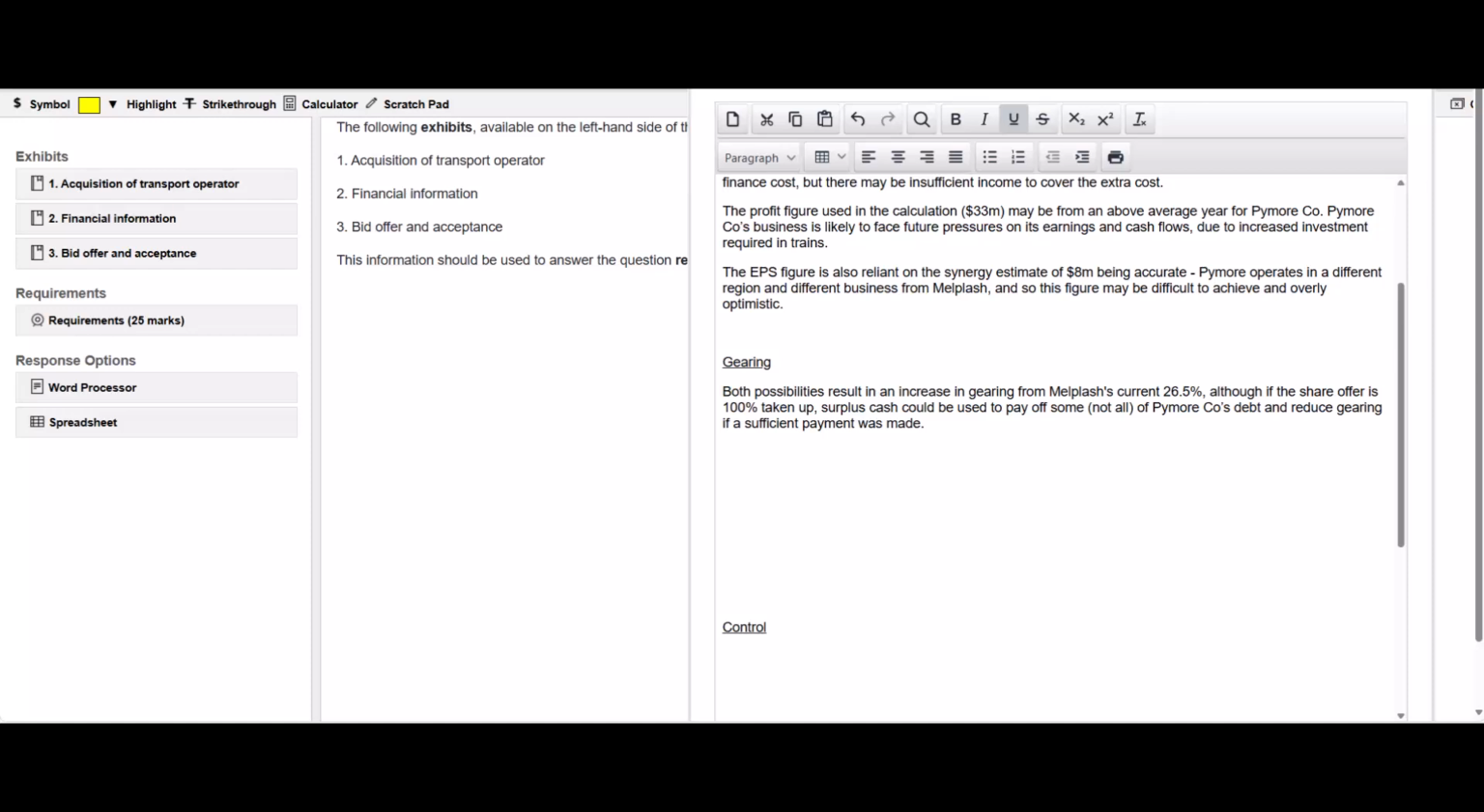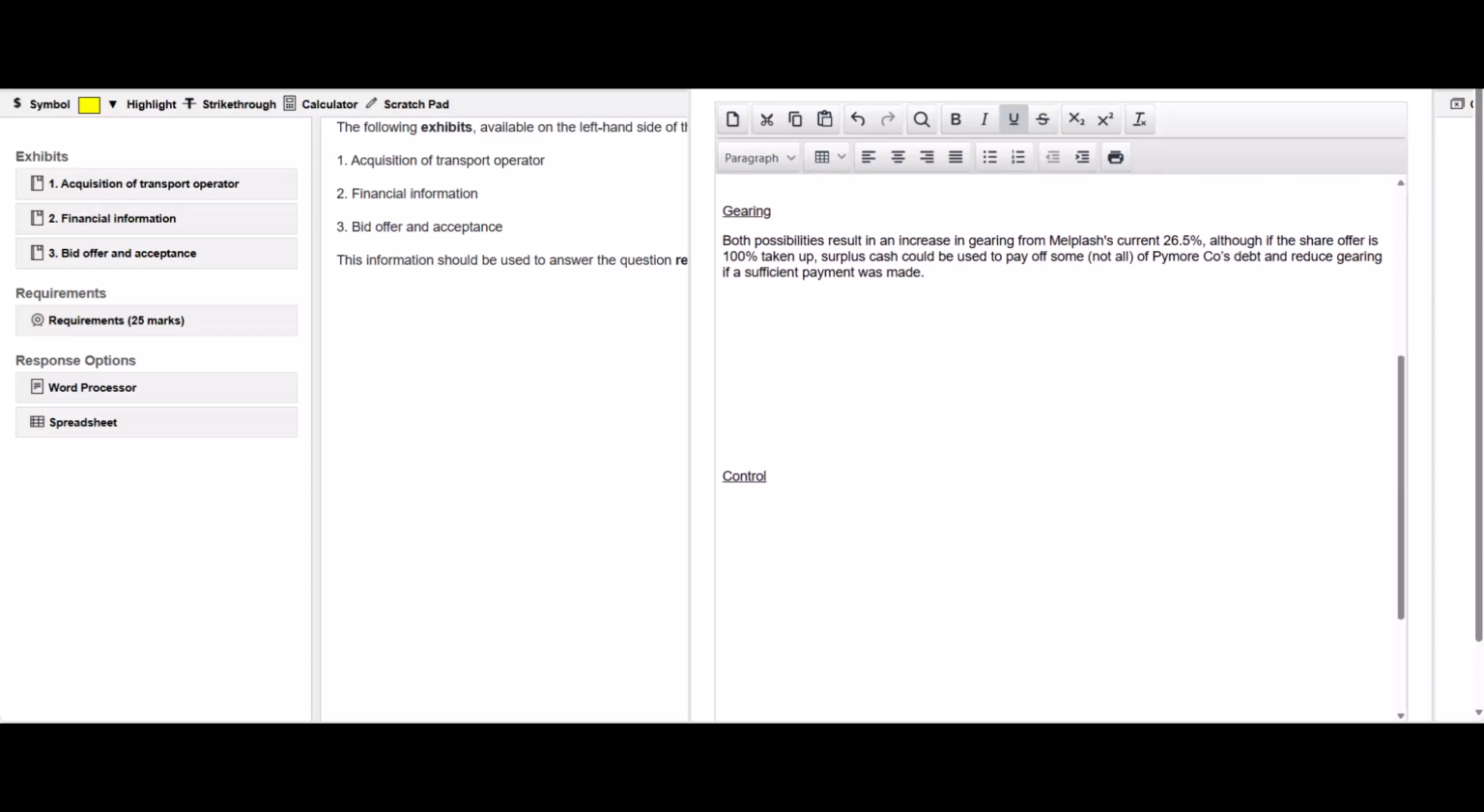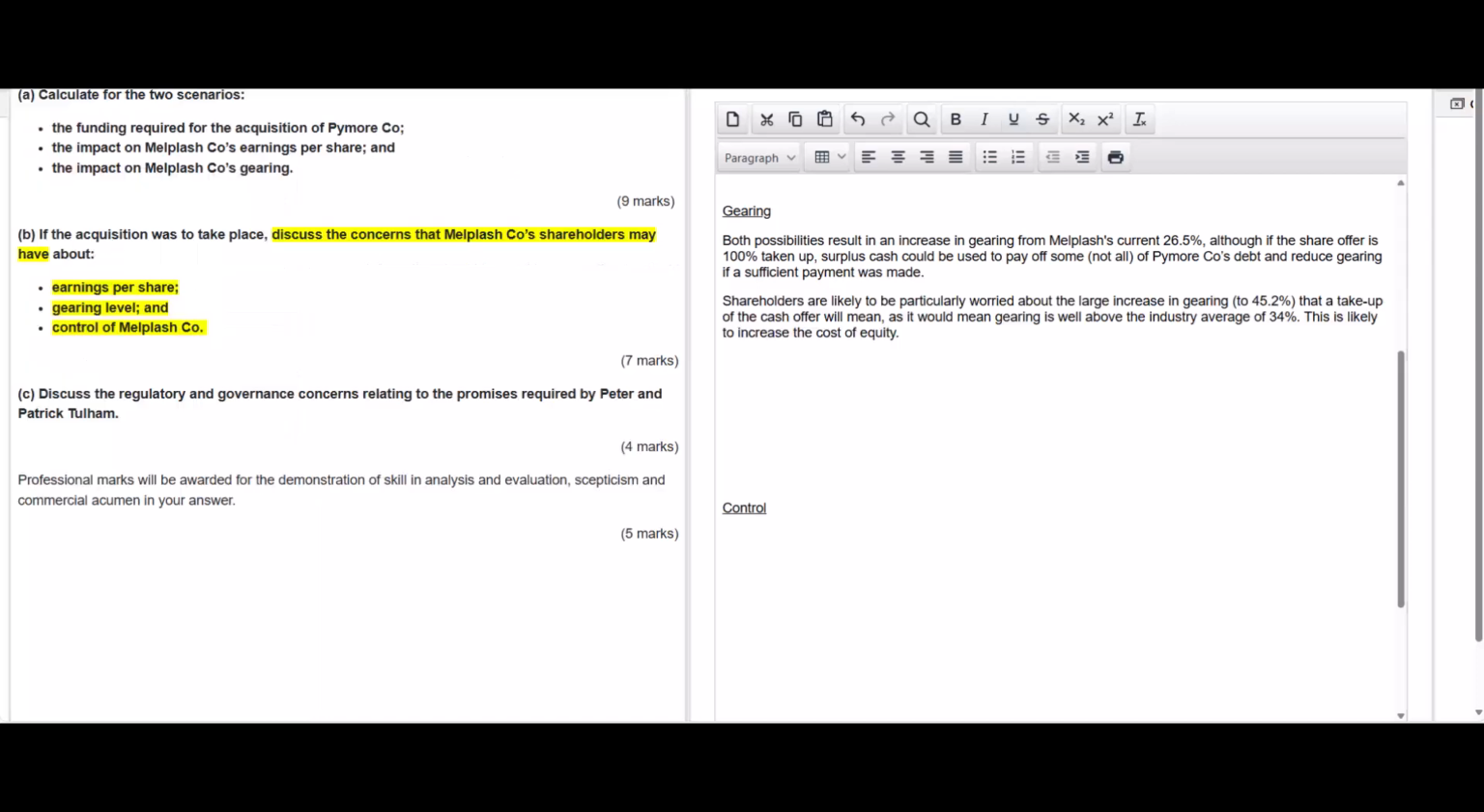So again, we'll start by talking about the impact of gearing, and both possibilities do result in an increase in gearing from Melplash's current 26.5%. But it's worth just saying we could then actually use some surplus cash if we do a share offer and they're all taken up. Maybe we could look to pay off some of Pymore's debt. So we didn't assume that when we did it, but in reality, that could have happened.